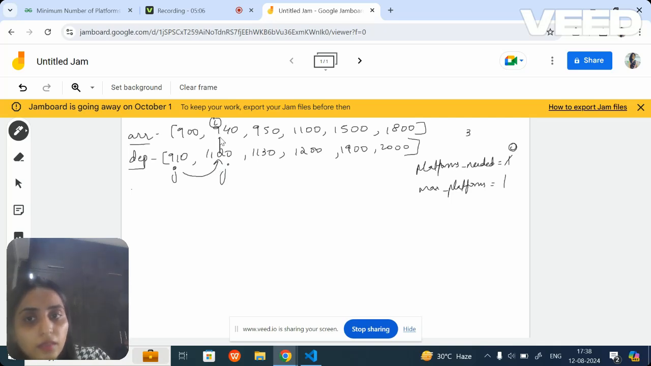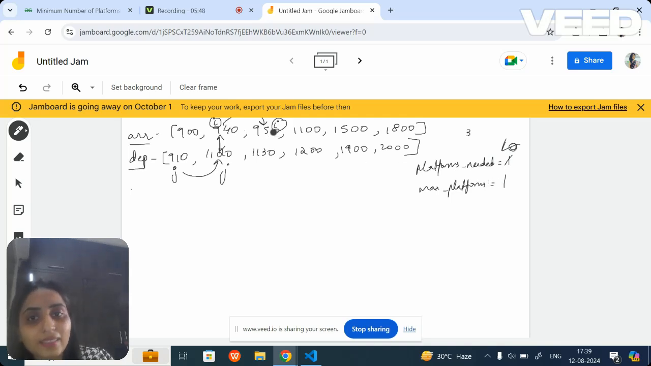Now we will compare i with j. There is a train that is going to leave at 11:20, but there is a train that has already come before that. That means we don't have a platform, right? We need a platform. When we require a platform, we will raise the platform count to 1, and then we will increment i to the next index. Then the maximum between 1 and 1 is 1.